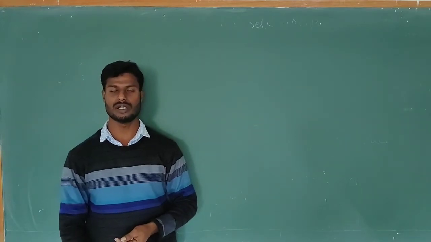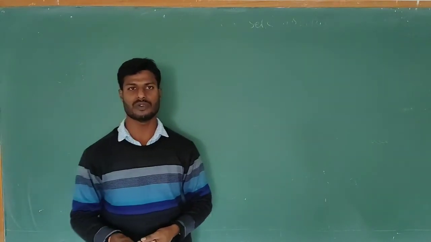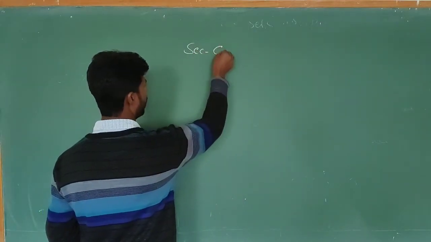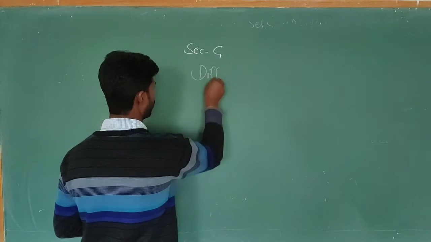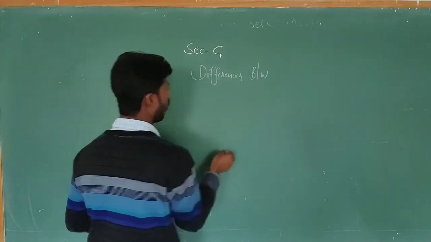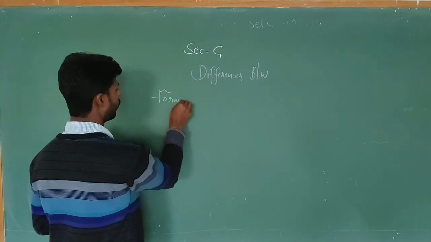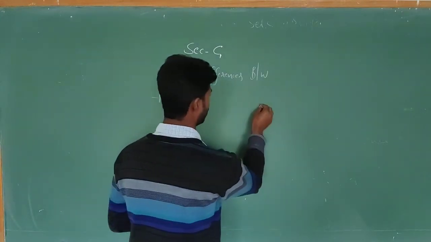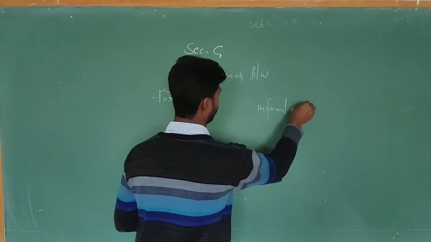Now, we start discussion on the differences between formal organization and informal organization, which is very important for 4 marks under section C. Under section C, the most expected question is the differences between formal and informal organization. Very important.